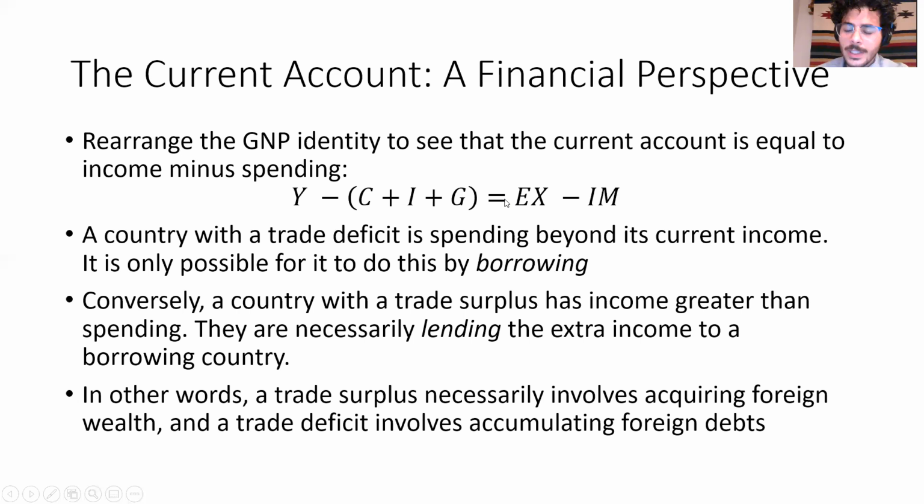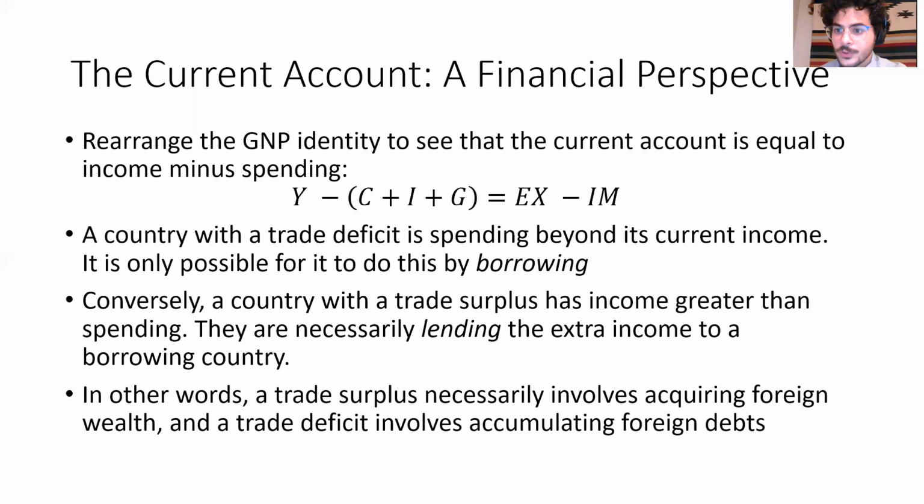On the other hand, a country with a trade surplus has income greater than spending. So they have this extra income that they're not using for anything, and they're necessarily going to be lending that extra income to another country that's borrowing from them. In other words, a trade surplus necessarily means that you're going to be acquiring foreign wealth, investing in foreign assets, lending to foreign countries, and a trade deficit means accumulating foreign debts, so borrowing from other countries.